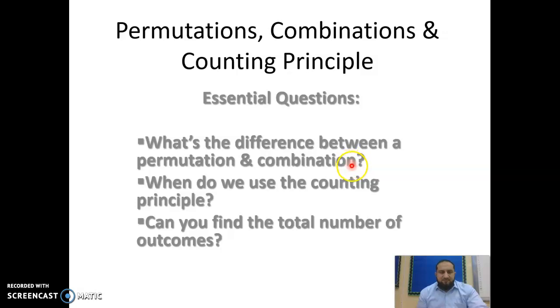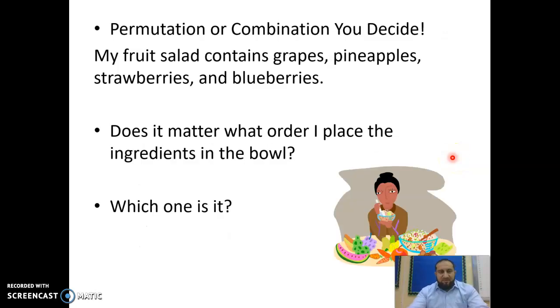Hello. Okay. Here we're going to discuss permutation, combinations, and counting principle. In the beginning, you can think of essential questions. What can be the questions over here? What's the difference between a permutation and combination? And when do we use the counting principle? Can you find the total number of outcomes? Keeping this in mind, we will proceed further.